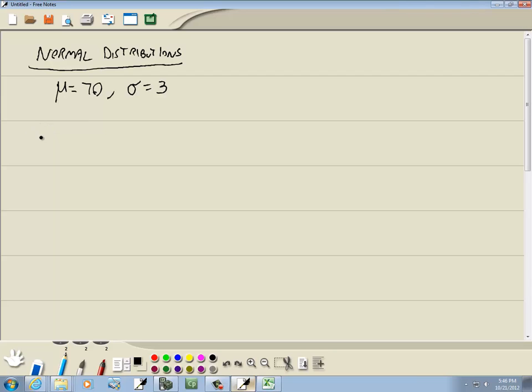And you're asked to find the probability. Our first example, find the probability that whatever x value you're looking at is less than 68. Now we're going to have three cases. We're going to have the less than, we're going to have the greater than, and we'll have the between. So this is the easiest one actually.